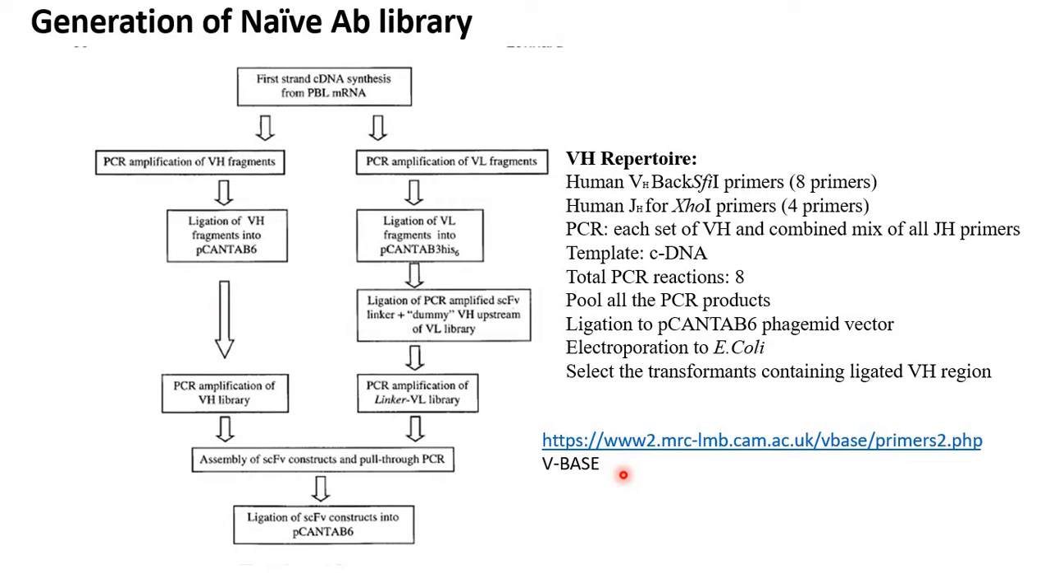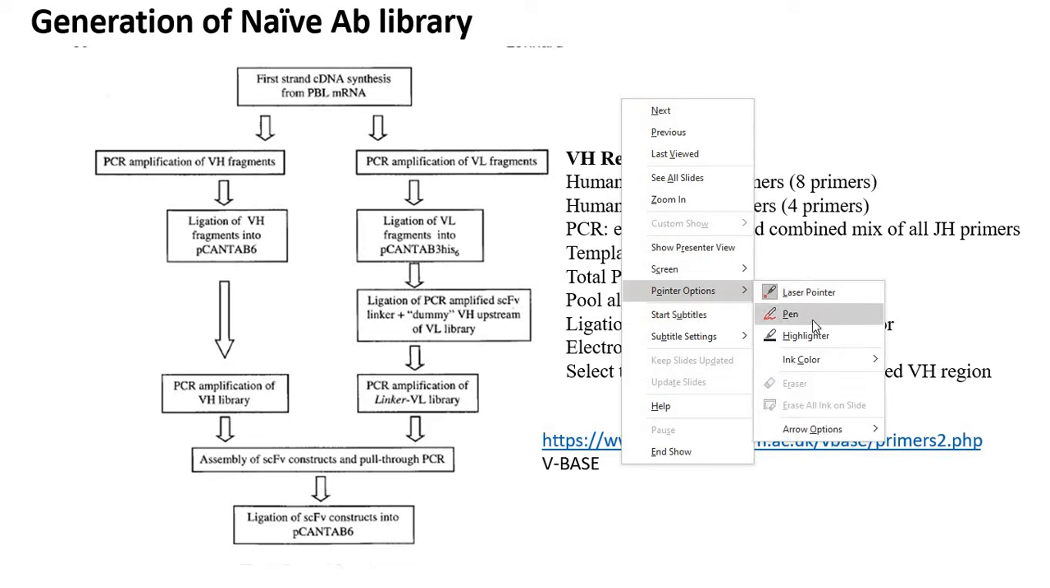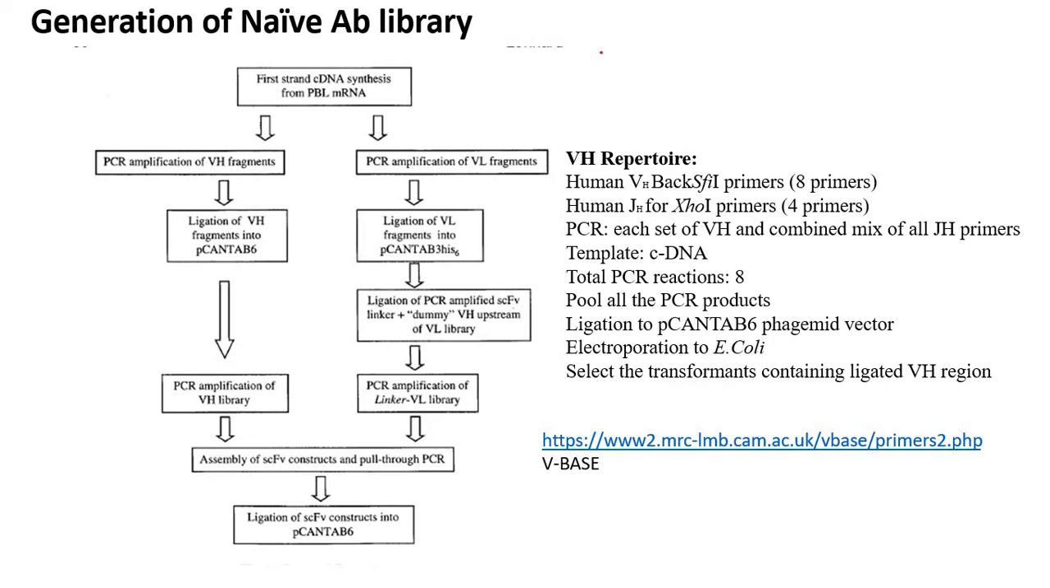What you are going to do, let's say you have 100 donors. What you will do is isolate the RNA, convert that to cDNA separately, and then just mix it and make it up.